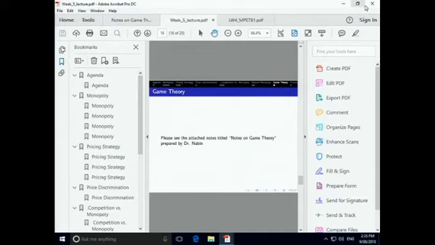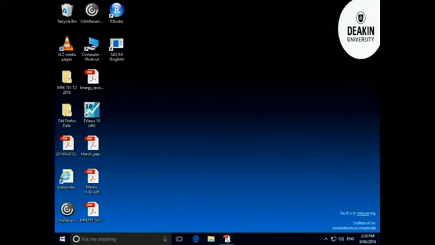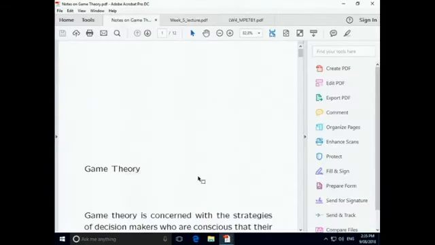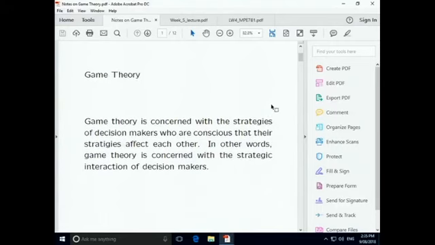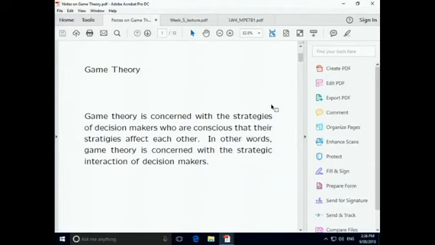And I'm going to go back to my notes now. So what the notes say is, this is game theory. Game theory is concerned with the strategy of decision makers who are conscious that their strategies affect each other. I already gave you an example, Singapore and Qantas, and how this happens. In other words, game theory is concerned with the strategic interaction of decision makers.